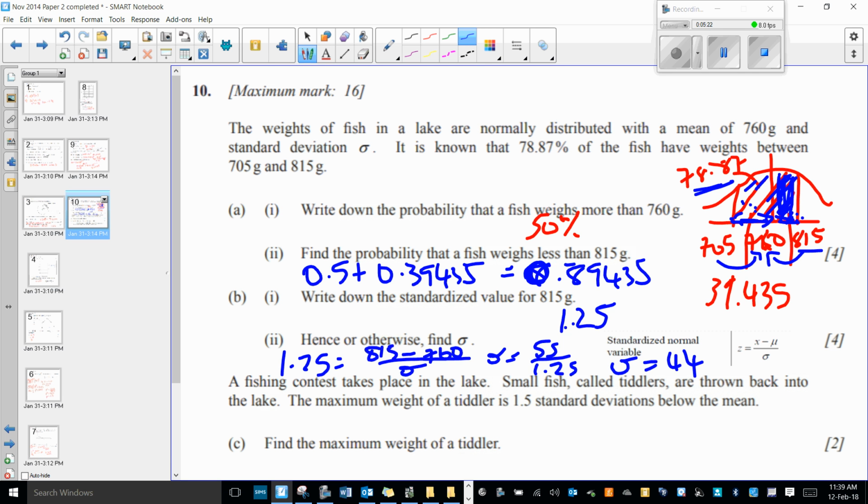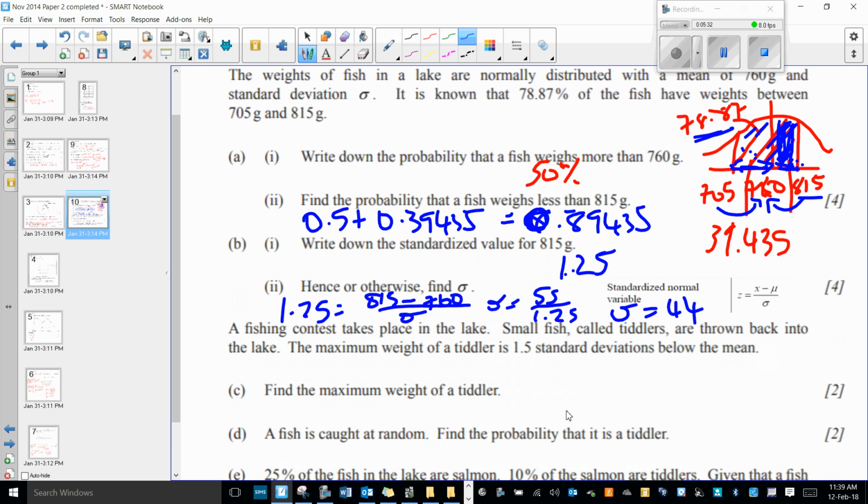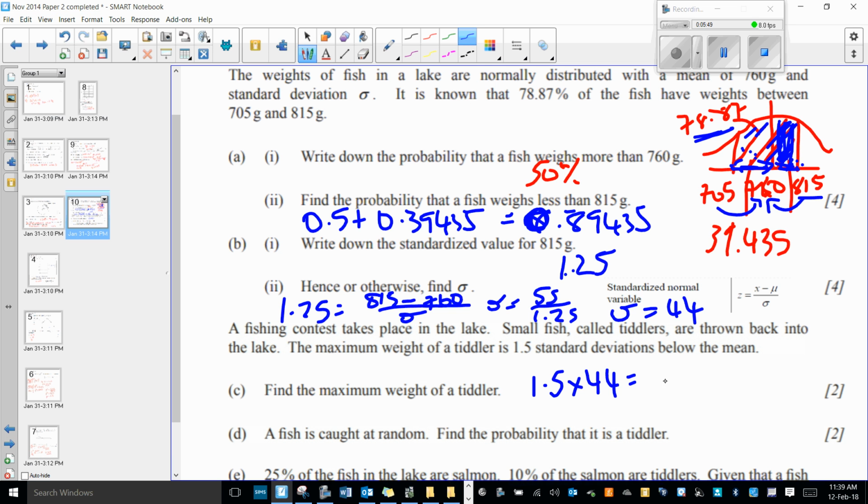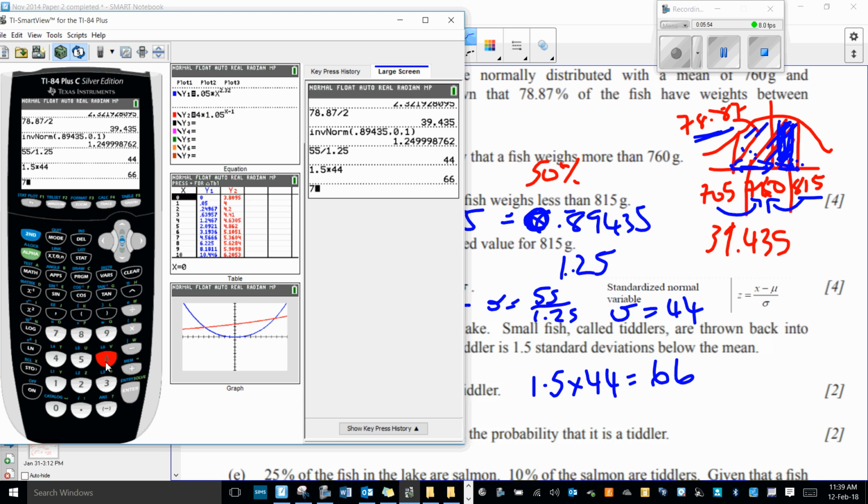A fishing contest takes place in the lake. Small fish called tiddlers are thrown back into the lake. The maximum weight of the tiddler is 1.5 standard deviations below the mean. So 1.5 times 44 is 66, and 760 minus 66 is 694.